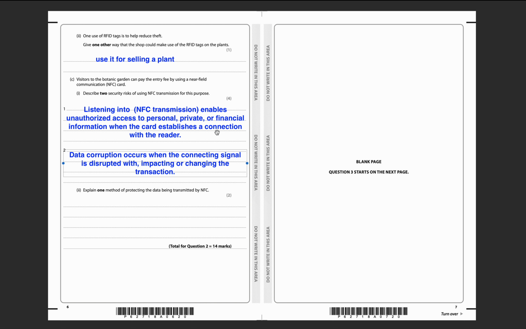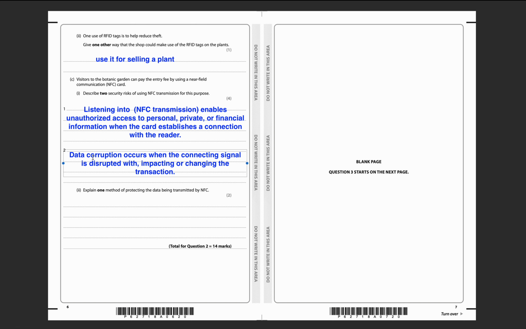Okay, so the first one is listening to NFC transmission, which enables unauthorized access to personal, private or financial information when the card establishes a connection with the reader. When the signal and the reader are creating a connection, at that time it is actually transferring the data to the reader. So that can be one of the ways a hacker can interrupt and get all the information.